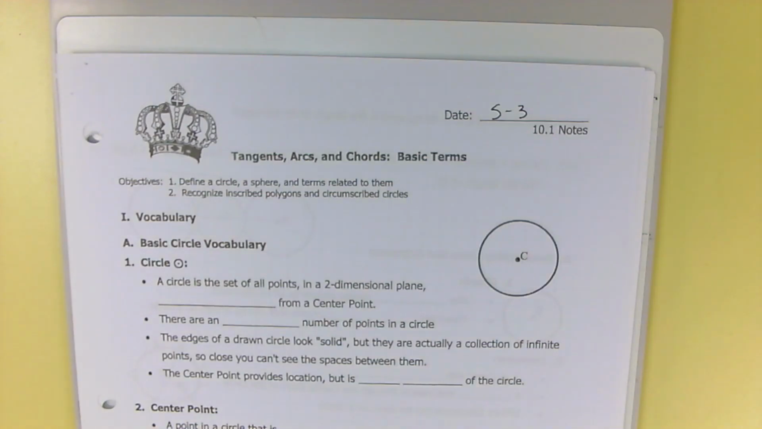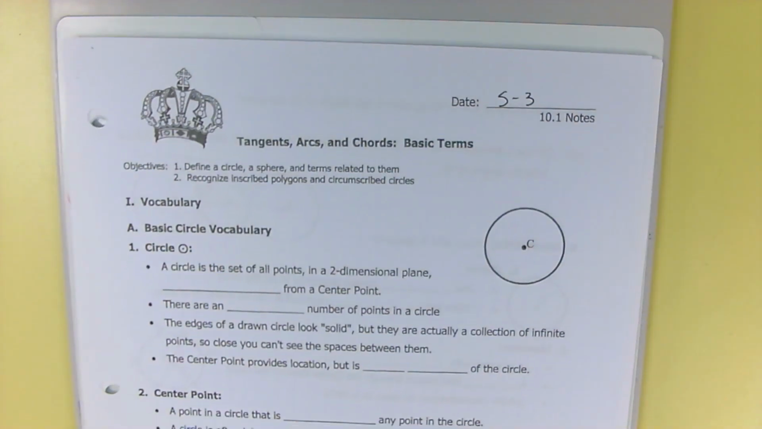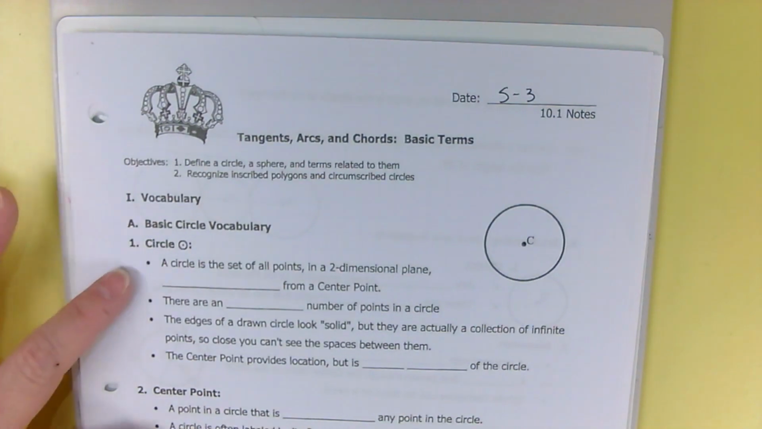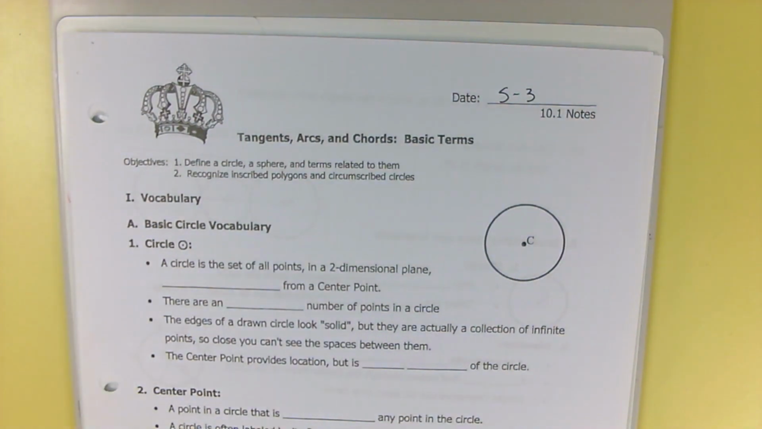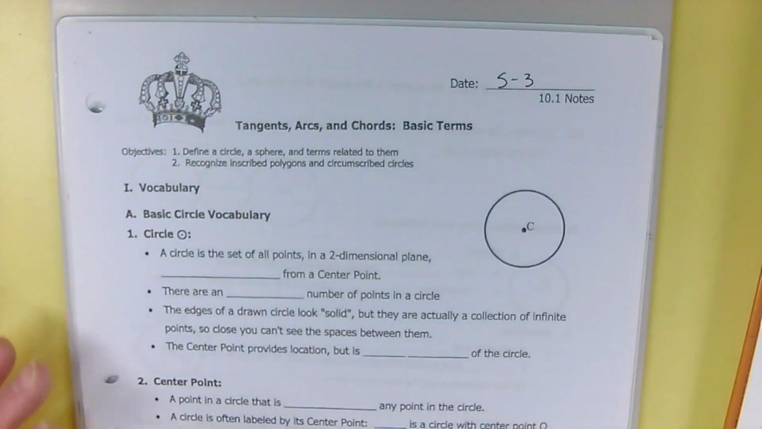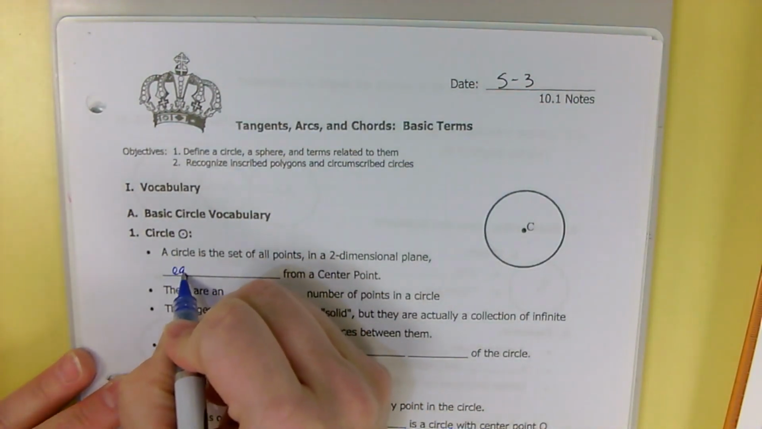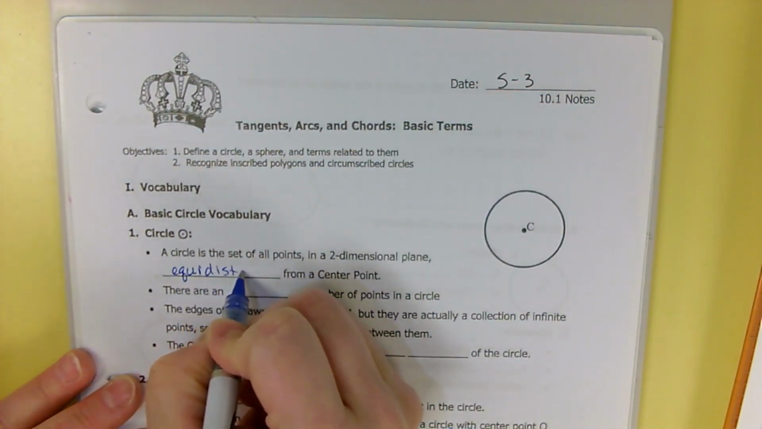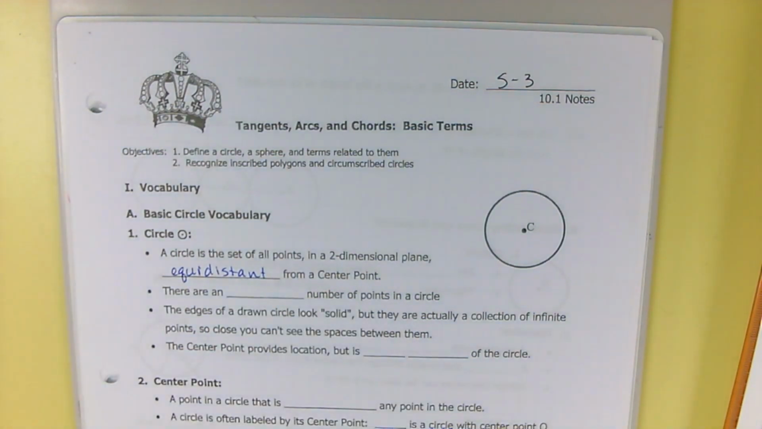And chords, the first section is mainly just terminology. So let's start with number 1, circle. A circle is the set of all points in a 2-dimensional plane. 2-dimensional means length and width, so it's flat. And all these points are equidistant from a center point.